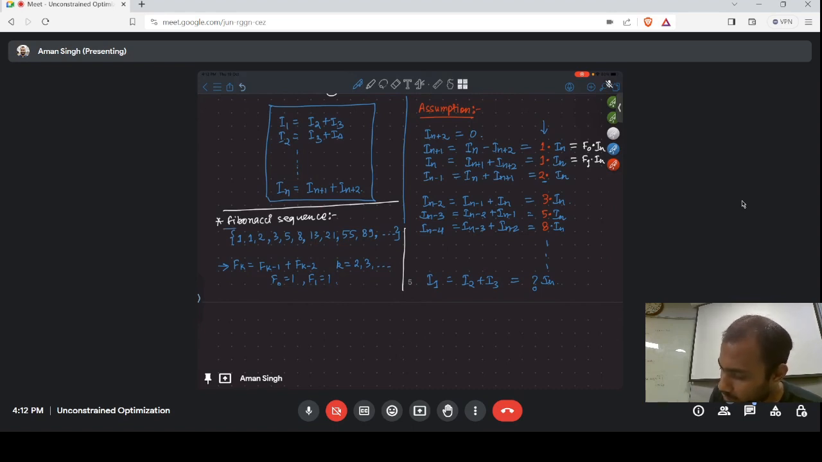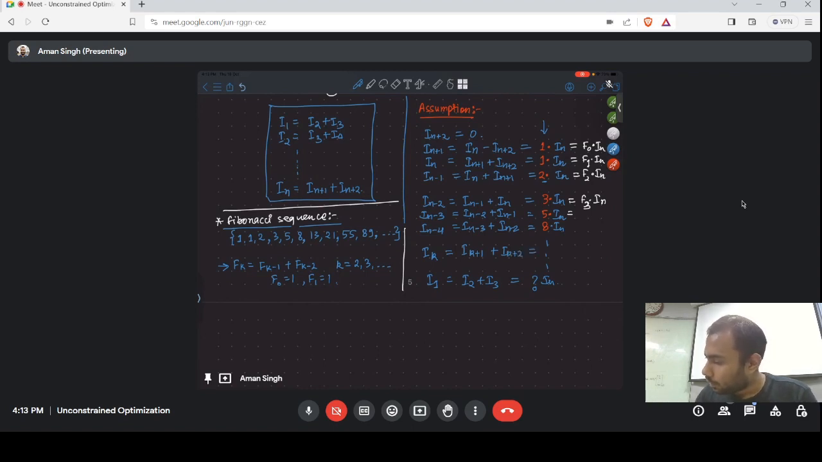So this is what the Fibonacci sequence is, and with that we can write these terms also: f2 into I n, f3 into I n, and so on and so forth. Now let's try to look at what the general kth interval would look like. So the general kth interval would look like Ik plus 1 plus Ik plus 2, correct? And it turns out it will look like f n minus k plus 1 into I n.